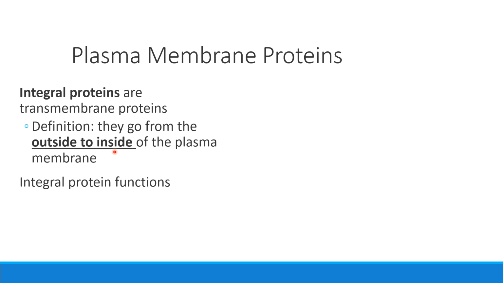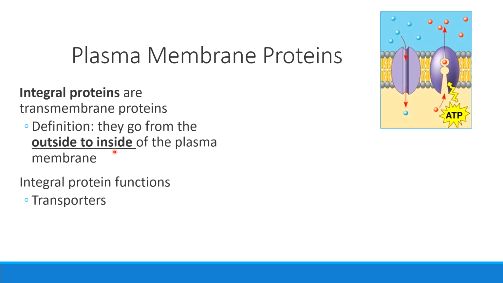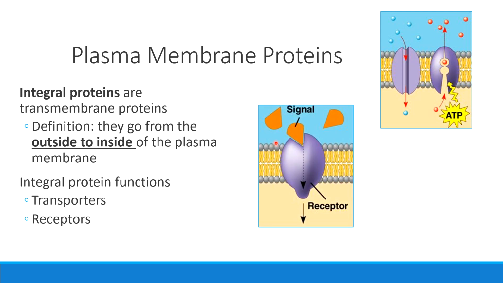Because I have this pathway from outside to inside, I can use integral proteins to do a lot of different things. For example, I can use them to move things from the outside to the inside, or vice versa. I can use them to send things from inside to the outside. So one function of integral proteins is transport. They help us to move things. Another function of integral proteins is to act as a receptor. So when I have a message that came from another cell outside of me, that can attach to a receptor, which allows that message to go into my cell and cause things to happen.